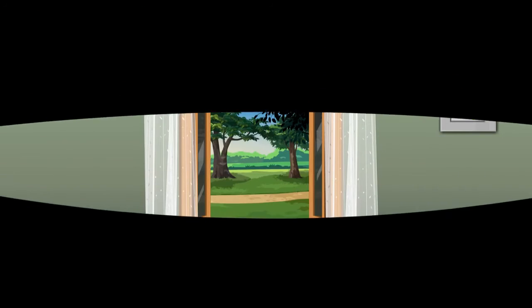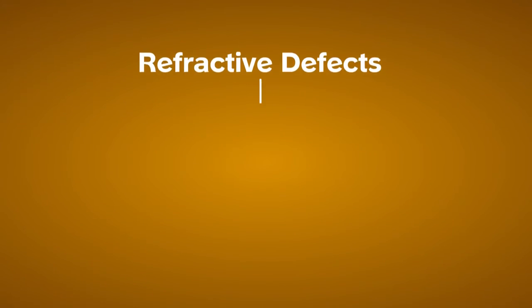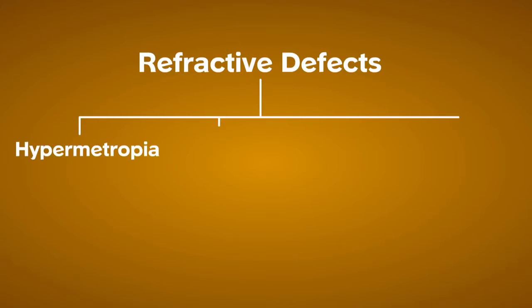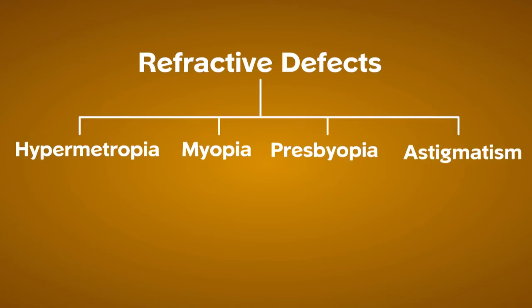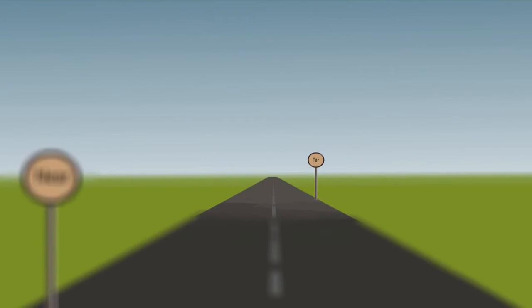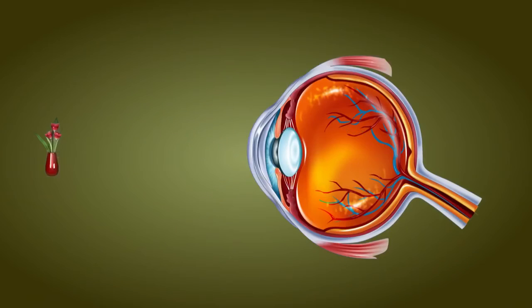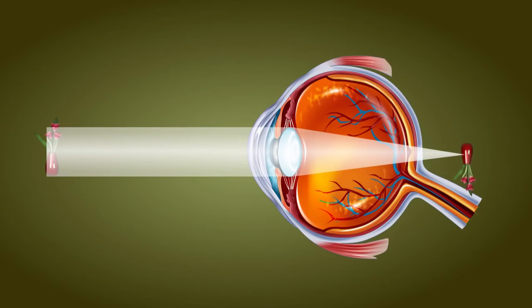The eyes can gradually lose their power of accommodation, resulting in blurred vision due to refractive defects. There are 4 common refractive defects of vision that we shall look at and see how they can be corrected. The first defect we look at is hypermetropia, also known as far or long-sightedness, in which nearby objects cannot be seen clearly as the image is formed behind the retina.